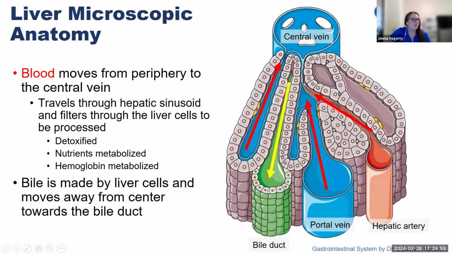So again, that question was asking what is not part of our portal triad, and that would be the central vein.